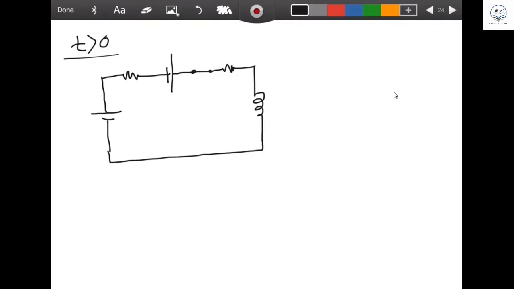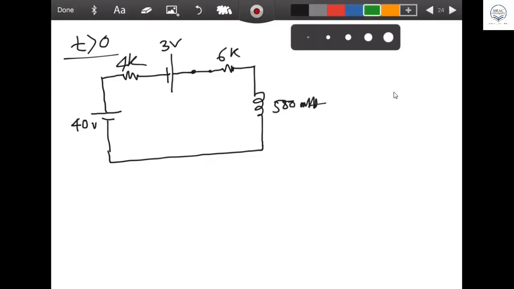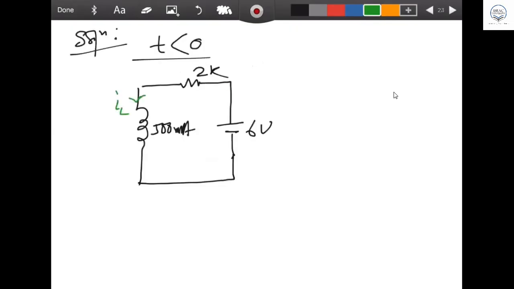And what voltage was it? What is the thing of 40? This is 3 volt, I think. And what was the resistance value? 4K, right? And this was 6K, I think. And this is 500 millihenry. So these are the values, IL is the inductor current flowing. Okay, that's all about the switching. The switch was here, is closed. Now this is for t is more than 0, and this circuit is for t is less than 0. These are the two circuits you have to draw first.